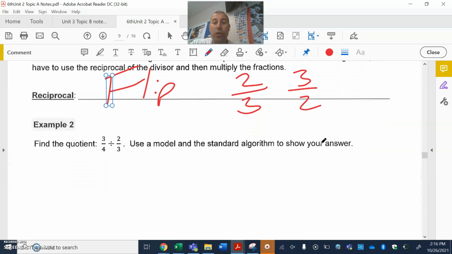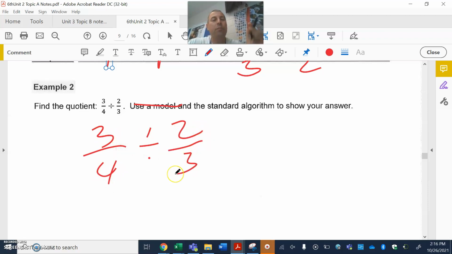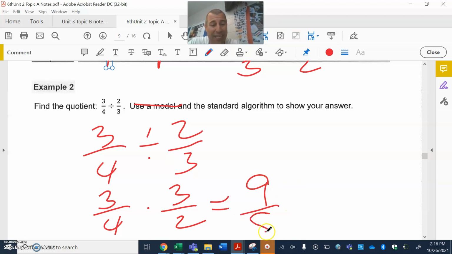Let's look at example 2. We're going to do 3/4 divided by 2/3. Forget the model. To divide, we know that we multiply by the reciprocal. I'm checking 3 and 4, no cross division. 3 and 2, no cross division. So let's multiply across. We get 9/8. Let's clean it up. How many groups of 8 can I take out of 9? Well, 1. How many pieces are left over? There's 1 left, and I was trying to put them in groups of 8.